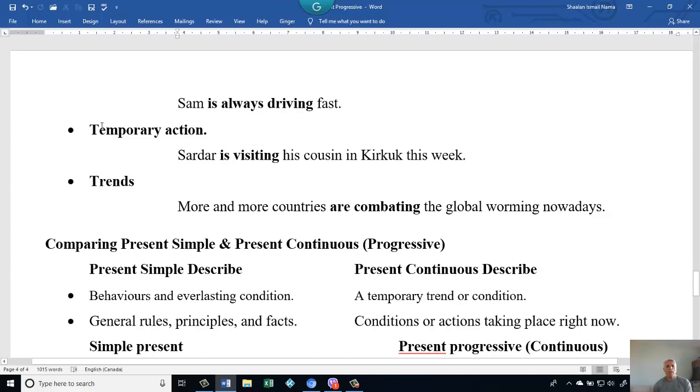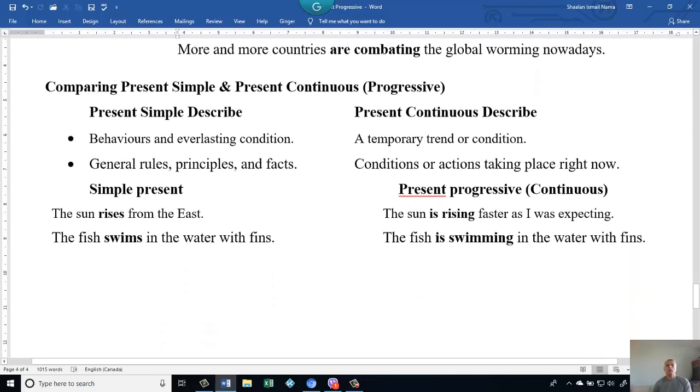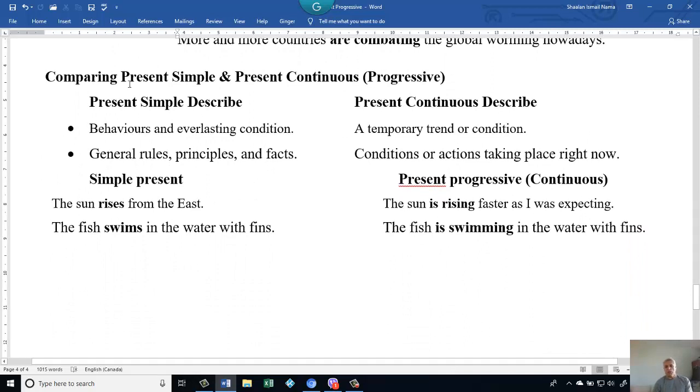Could be a temporary action for a period of time. Sardar is visiting his cousin in Kirkuk this week. Sometimes maybe we have a trend. More and more countries are combating global warming nowadays. How we compare between present simple and present continuous, something I call present progressive. If we look to the present simple, behavior and everlasting condition. I mean, we're gonna do it today, you're gonna do it tomorrow, after tomorrow, or you continue it. Or it could be general rules, principles, and facts.